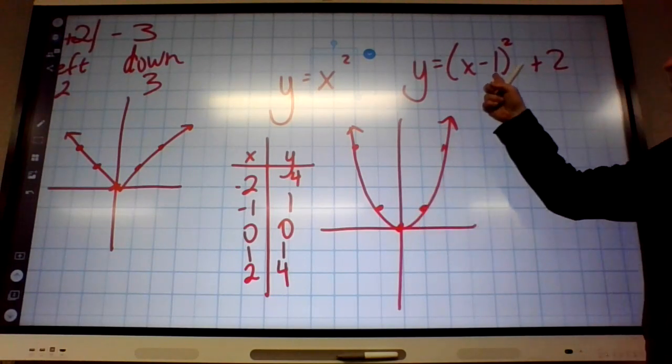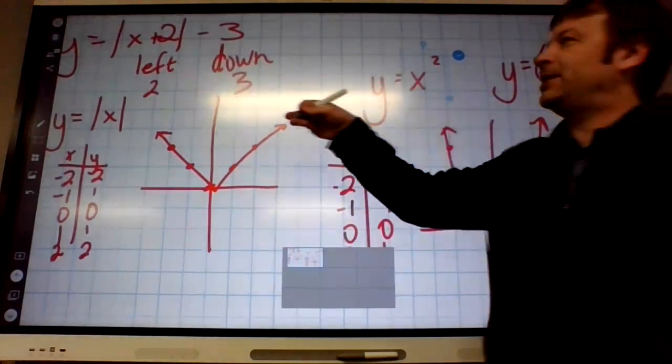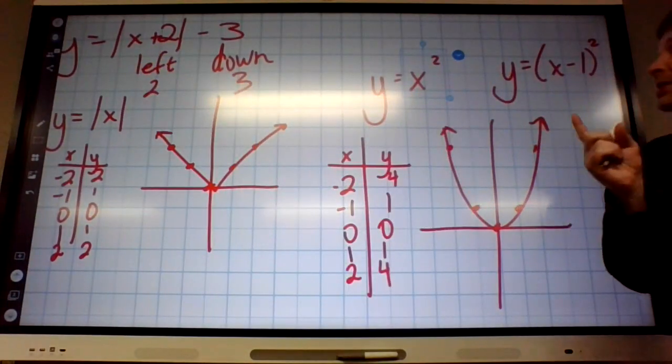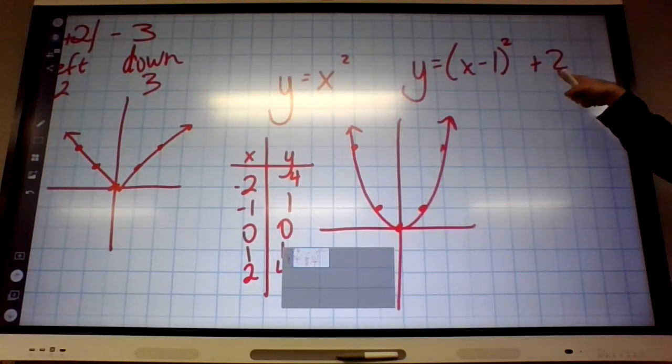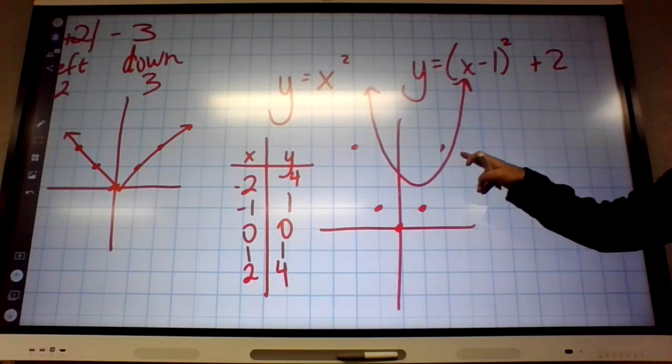Yeah, it's going to move 1 to the right. It's the same rules as this. If it's directly on the x, it affects the x motion. So this just moves the graph 1 to the right, and this would move it 2 up. So the parabola would move 1 to the right and 2 up.